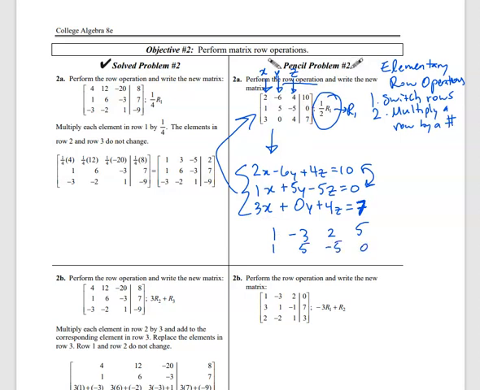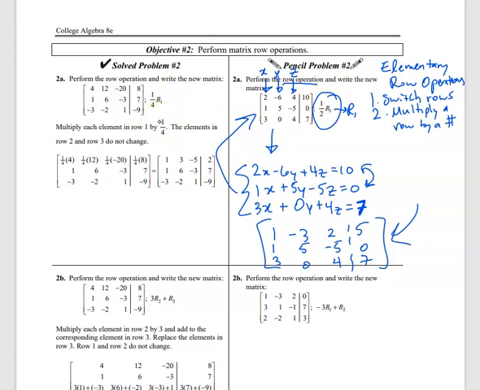And the result of doing an elementary row operation is to get a new augmented matrix that just has some of the rows changed. In this case, we only changed one of the rows. We changed row 1 by multiplying it times a half. So this is what we get. That's the new matrix when we do that row operation.